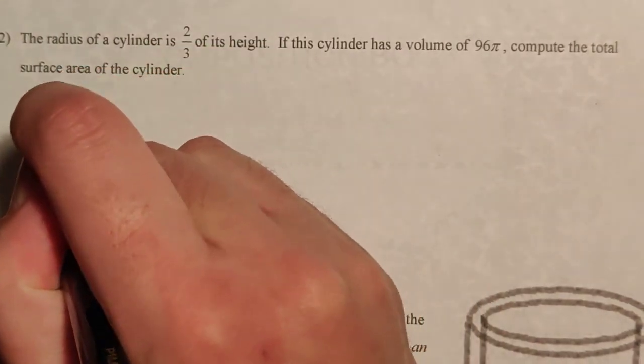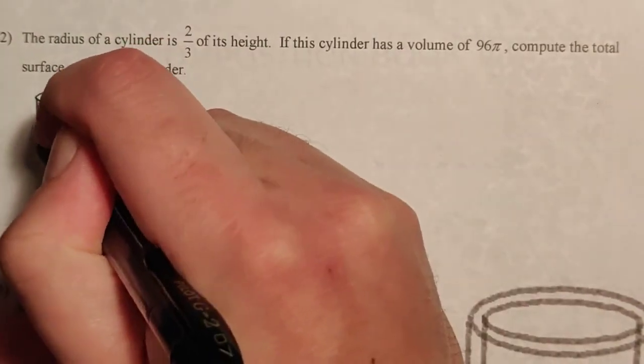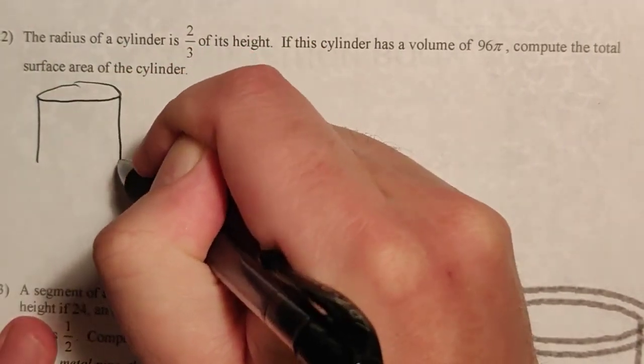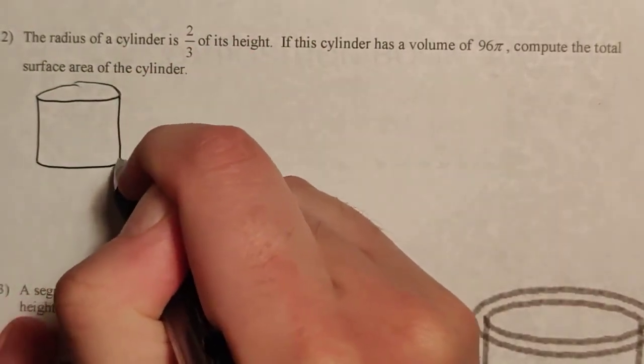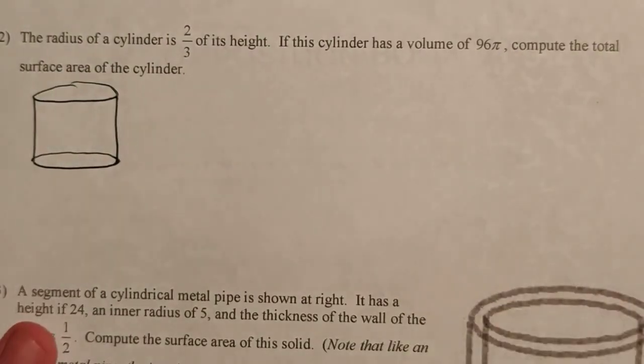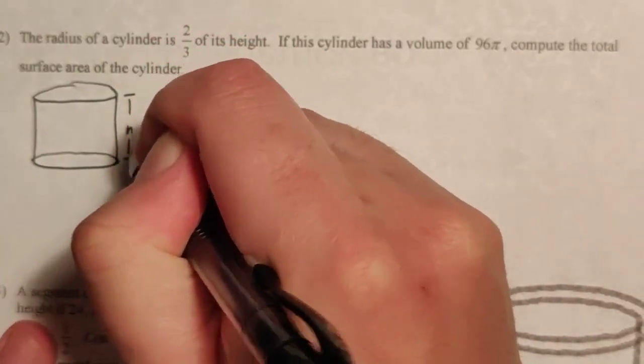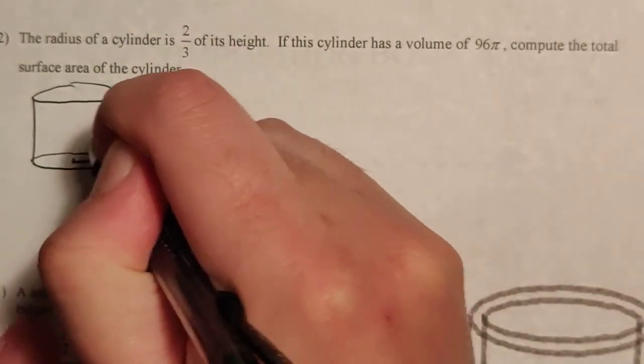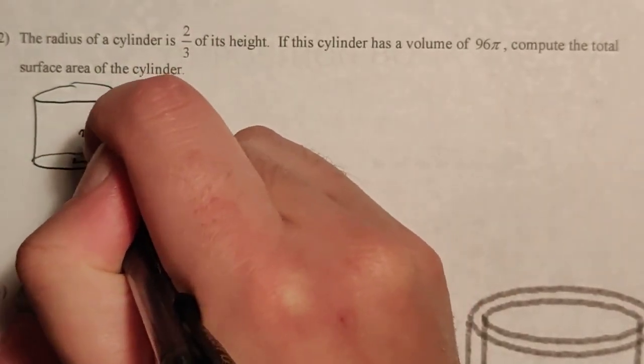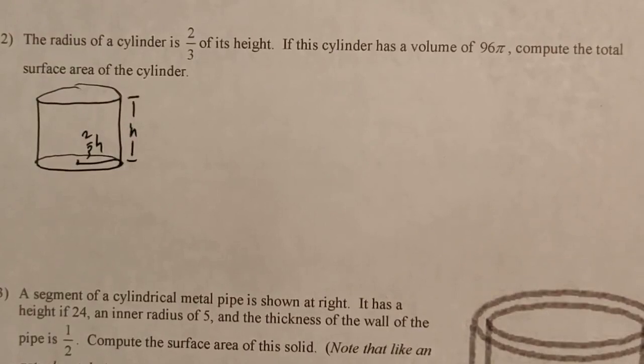So I guess the first thing we want to do is just visualize the cylinder here. So it's going to be kind of stout like this. Now we're told that the radius of the cylinder is 2/3 its height. So we call the height here h. It makes sense that the radius of the cylinder here is going to be 2/3 h, right? So we have something that kind of looks like this here.